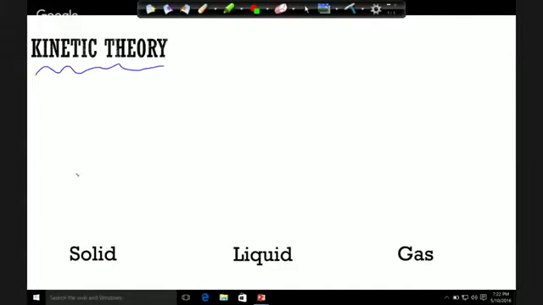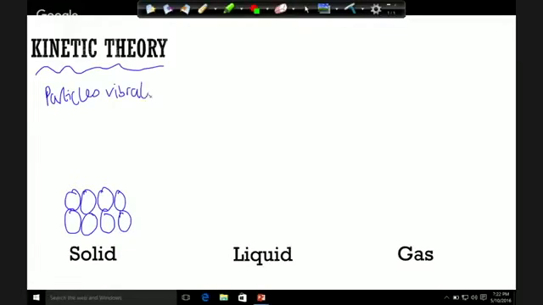So if we think about what we would describe the solid particles as and how they would look, here we draw a regular pattern of particles or atoms. And we need to think about how they're moving or the energy that they have. So if you remember with solids, the atoms or the particles are vibrating. This is important later when we talk about conduction and heat transfer.